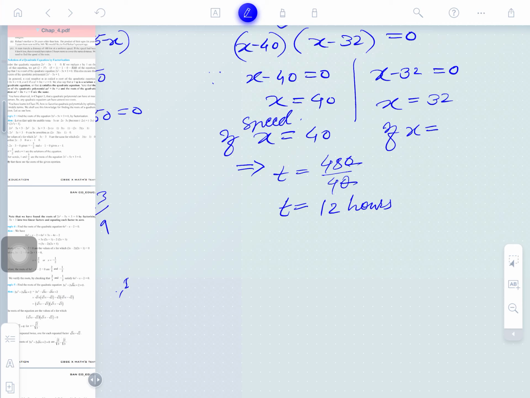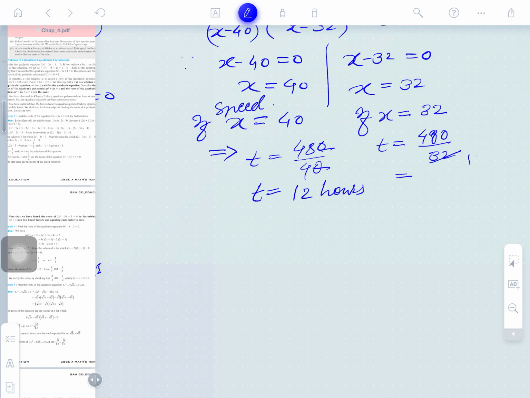But if the speed x is 32, then what will the time be? 480 divided by 32. 16 2s are 32 and 16 3s are 48, so again 15 will come here. So 15 hours is the time.